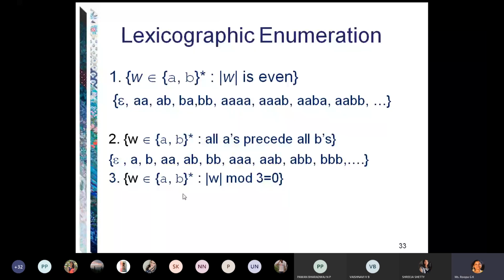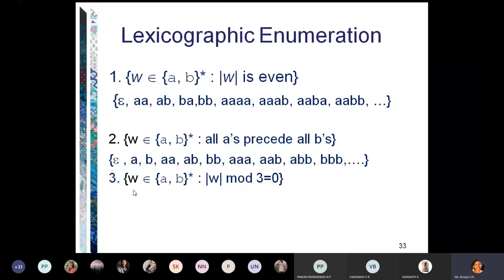Third example. Are you writing the answer? Are you copying? Yes or no? Respond. Yes, we are writing. In the notes, you can expect only theoretical explanation. Problem solutions we are not going to give. So when there is a problem, you have to take it down yourself.